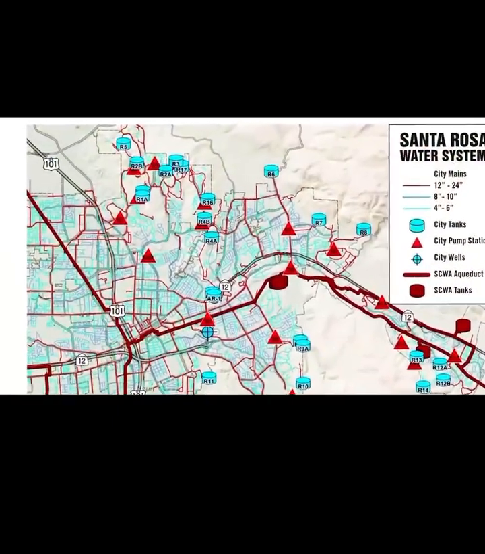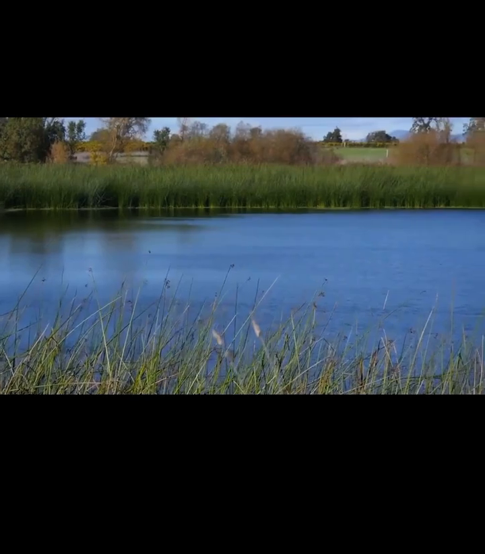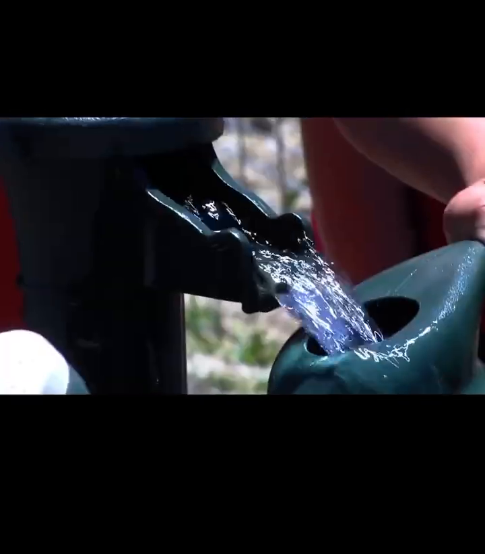Whether your water comes from city pipes or from a well, groundwater is a resource we all share. It is our responsibility to manage groundwater sustainably so that future generations will have access to safe, clean water.